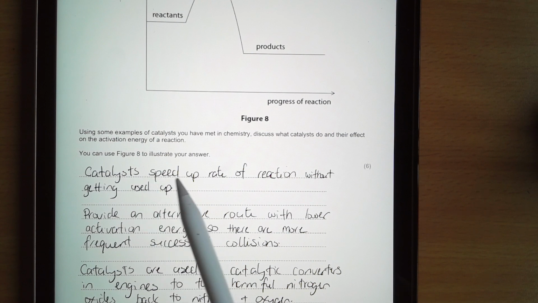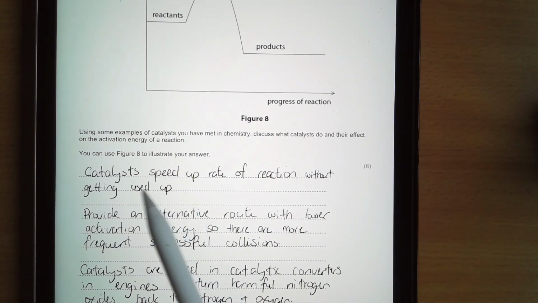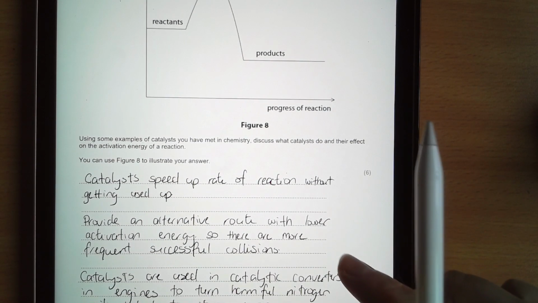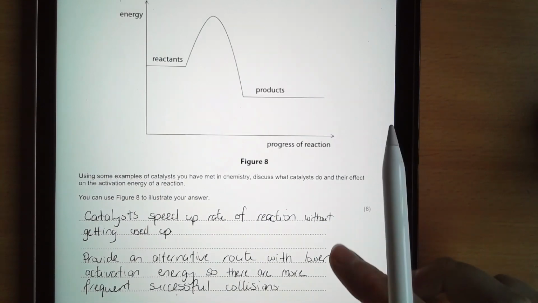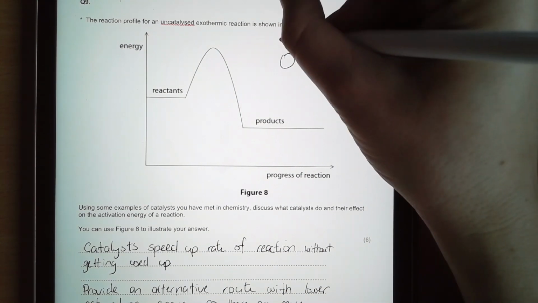So I've written catalysts speed up the rate of reaction without getting used up. Okay, so it's something you can add to a reaction, they make it faster, but they themselves don't change. So there's your first sentence. How do they do this? They provide an alternative route with lower activation energy. So if you remember, activation energy is the minimum amount of energy that particles need to react.